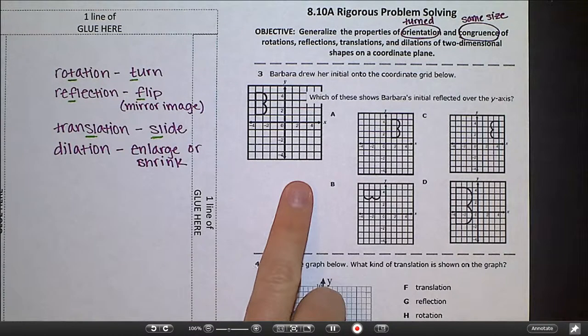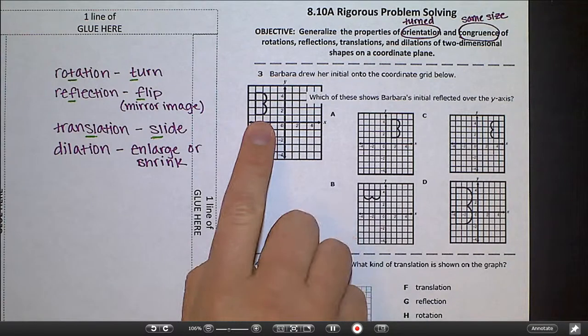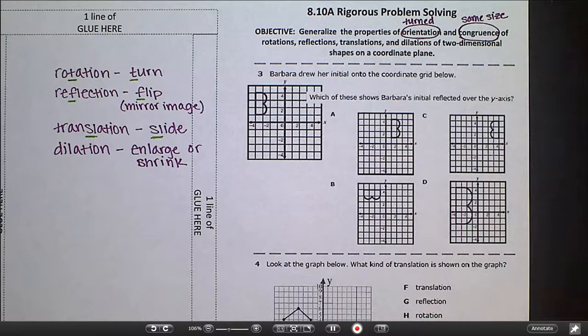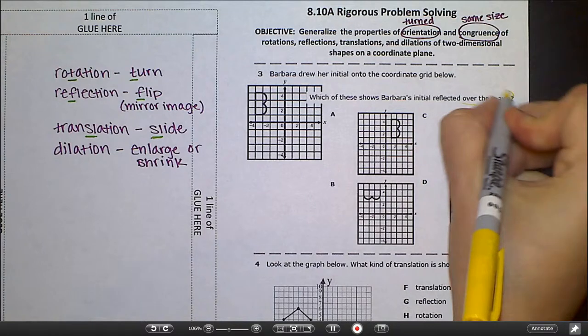Number 3, Barbara drew her initial onto the coordinate grid below. So B for Barbara. If you look closely here, you can see that she drew a B, capital B. Which of these shows Barbara's initial reflected over the y-axis? So we're talking about a reflection. It's going to be a flip or a mirror image. It's reflected over the y-axis.